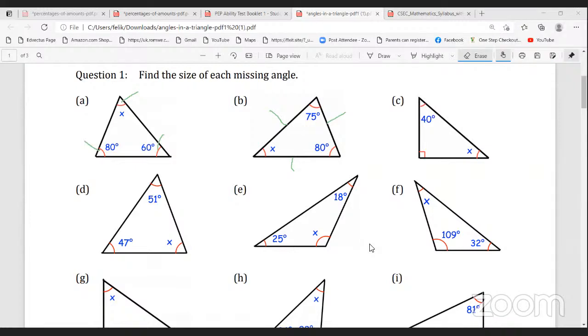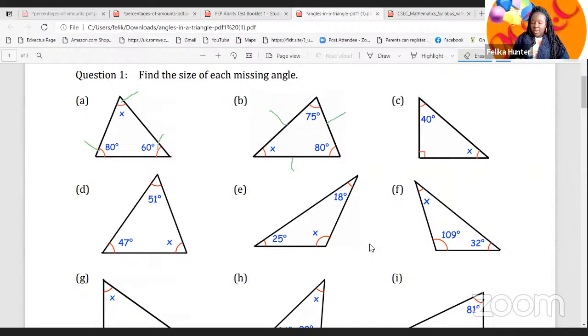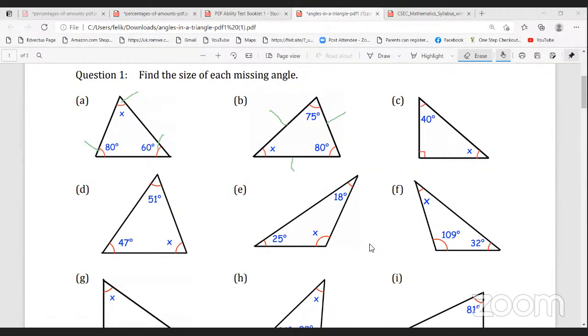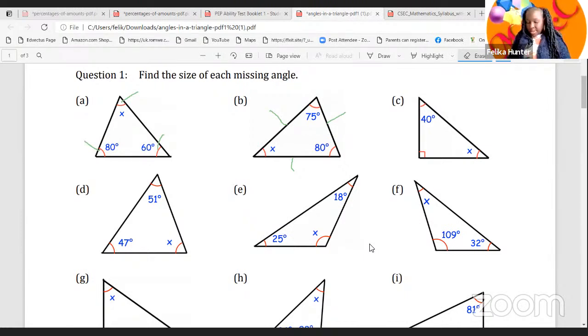Quadrilateral. Yes, quadrilateral. What is a 5-sided shape called? Pentagon, Miss. Yes, pentagon.